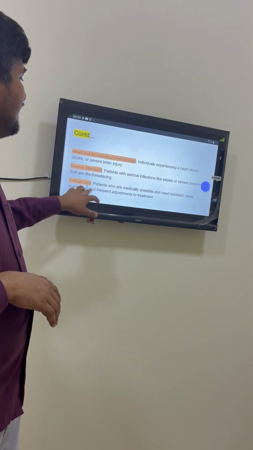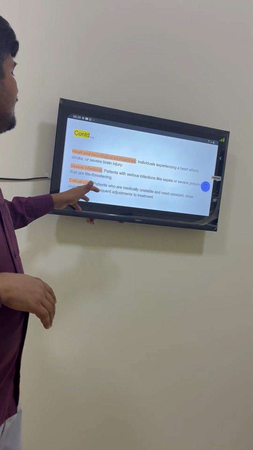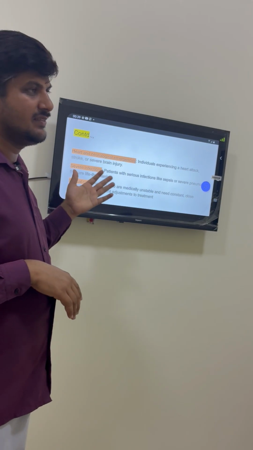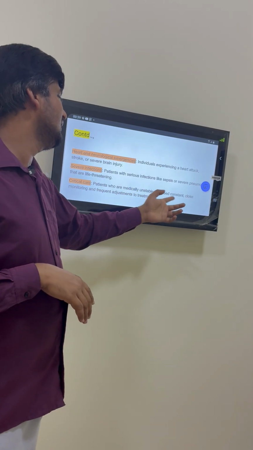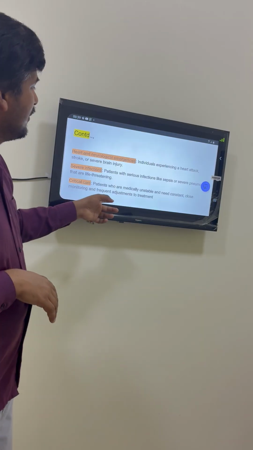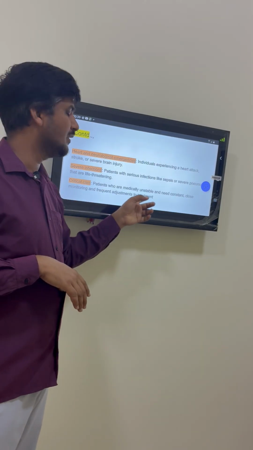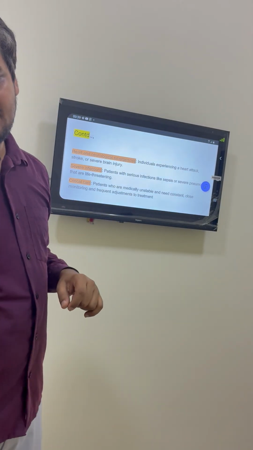Then critical care. A patient may need critical care, meaning the patient is very sick and medically unstable, and needs constant close monitoring and frequent adjustment to treatment. These cases need ICU admission.